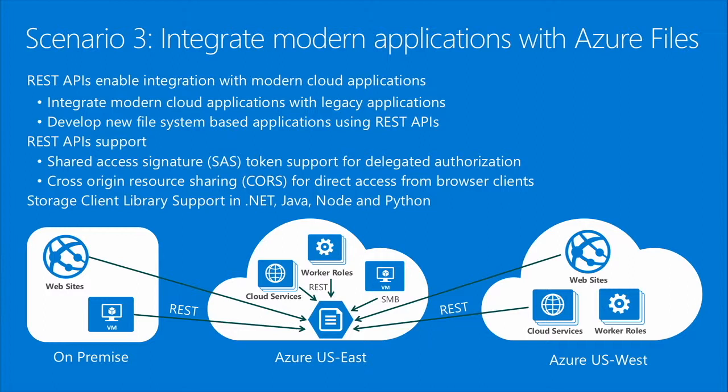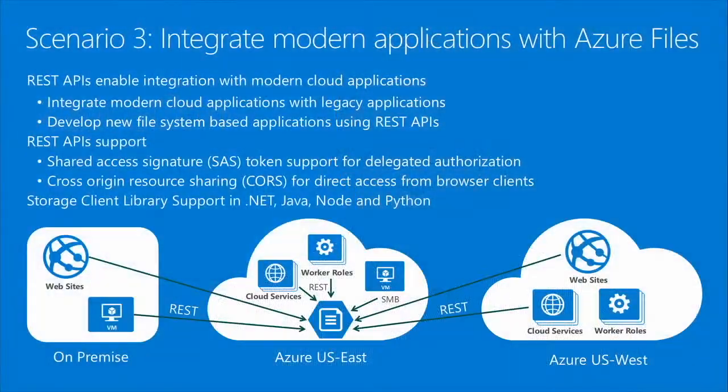In addition to CRUD-like operations, we've also got SAS and CORS support within our REST APIs. SAS is our shared access signature, which supports delegated authorization. This enables you to create a token by which your new modern applications interact with your file storage. These file tokens can restrict access. So for example, if you had an application that you only want to provide read-only access to your file storage, you can do that. You issue a file token that includes read-only access.